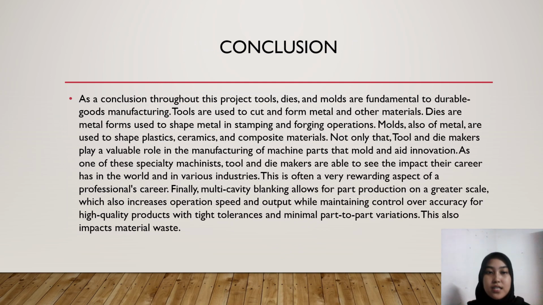For conclusion, throughout this project, tools, dies, and molds are fundamental to durable goods manufacturing. Tools are used to cut and form metal and other materials. Dies are metal forms used to shape metal in stamping and forging operations. Molds, also of metal, are used to shape plastics, ceramics, and composite materials.